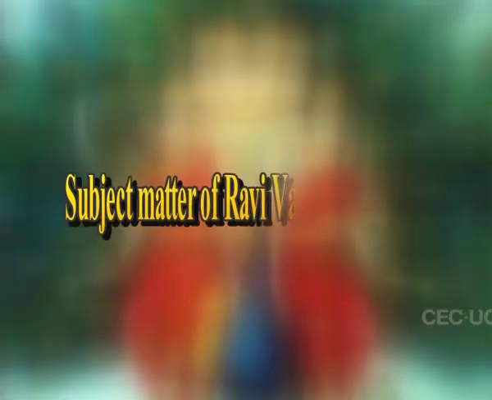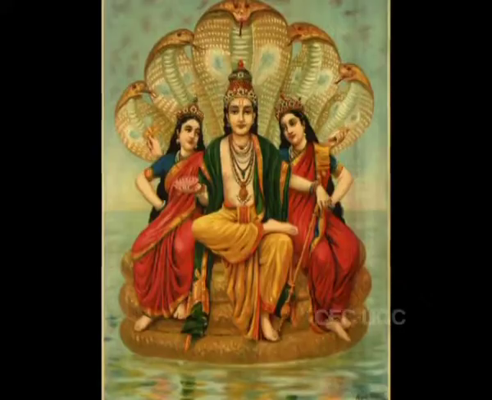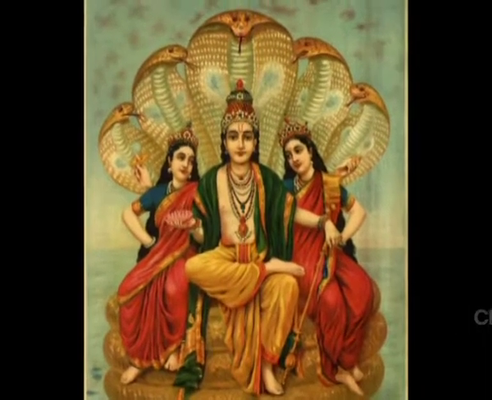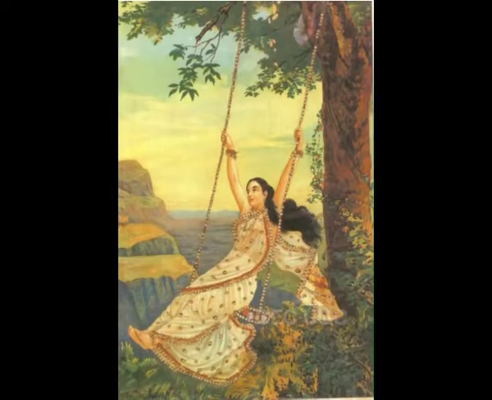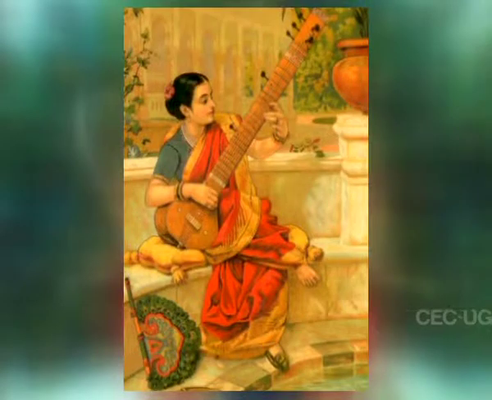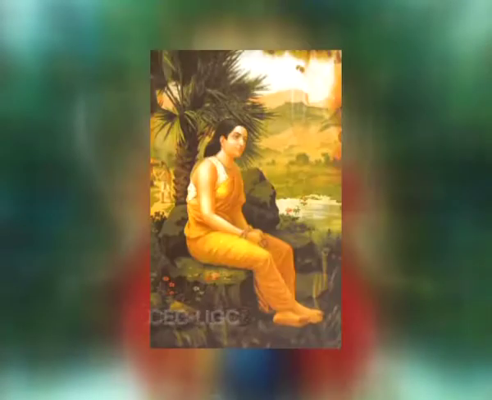Now we are going to discuss the subject matter of Raja Ravi Verma's paintings. Raja Ravi Verma was greatly influenced and inspired by Hindu mythology and great Indian epics like the Ramayana and Mahabharata. His works consisted of religious paintings, mythological scenes, paintings of Hindu gods and goddesses, patrons, portraits and portraits of European governors, landscapes and paintings based on literary sources.